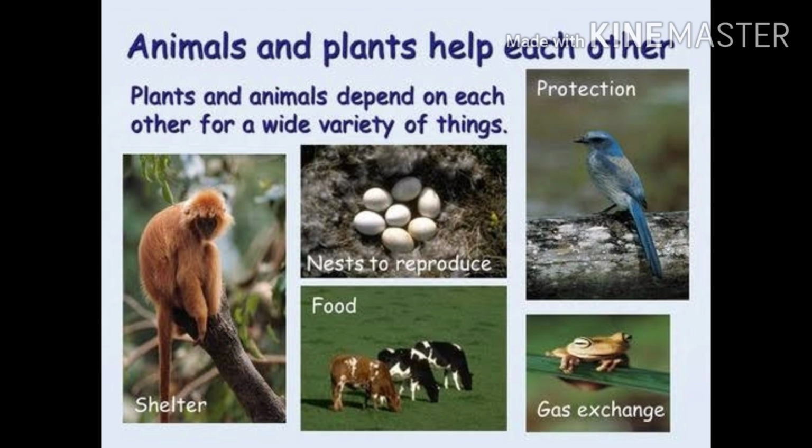Plants take in carbon dioxide and give out a gas called oxygen. This gas is taken in by animals while breathing. So, without oxygen, animals will die. Hence, plants and animals depend upon each other for exchange of gases.